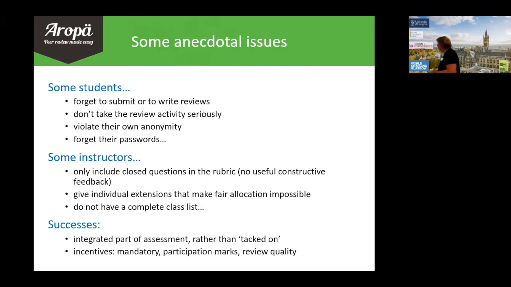We've discovered, when speaking to the instructors, that it's more successful if it's an integrated part of the assessment rather than just tacked on. So it's not just, oh, here's your assignment, and by the way, we'd like you to do some peer reviews. It works better if it is very clearly integrated into their assessment. And giving incentives like making it mandatory, giving participation marks, giving marks for review quality.